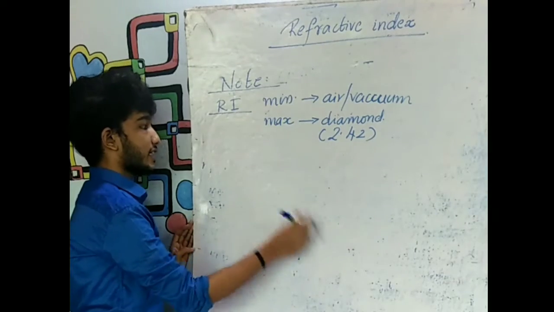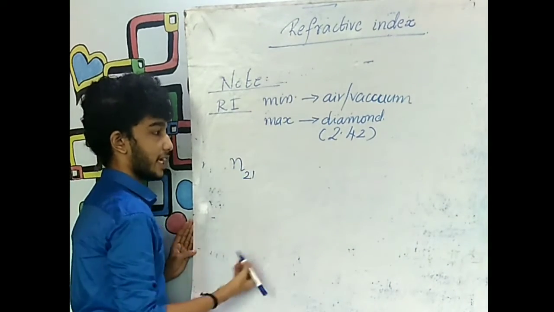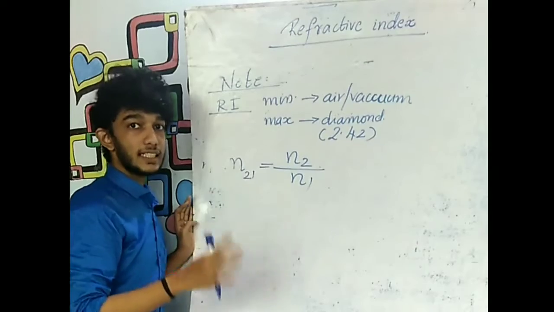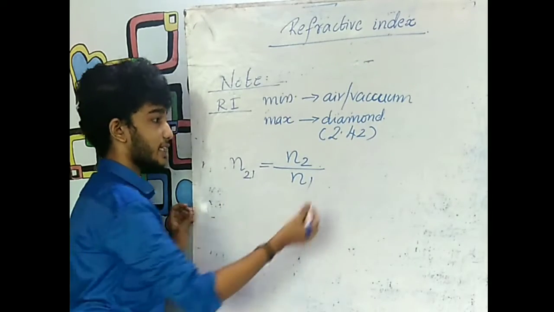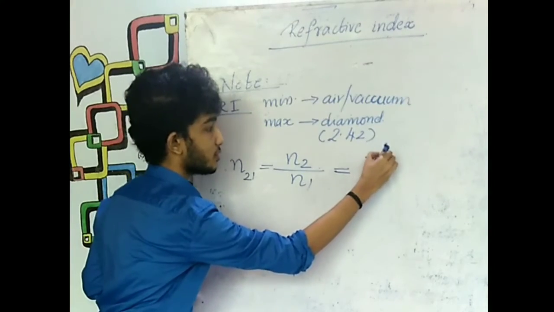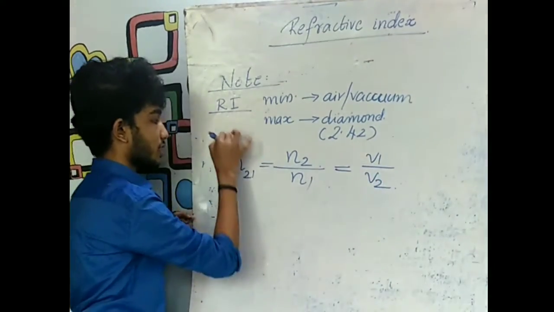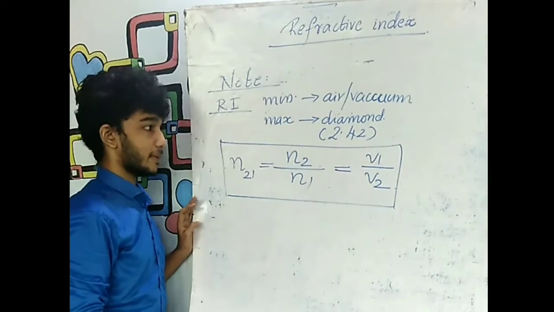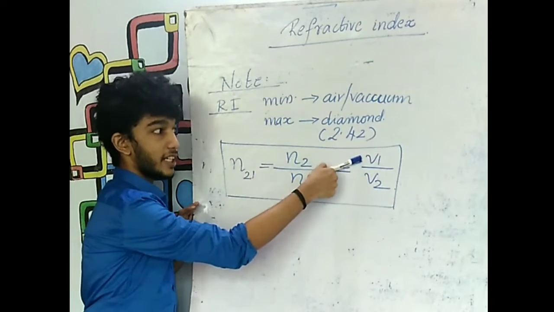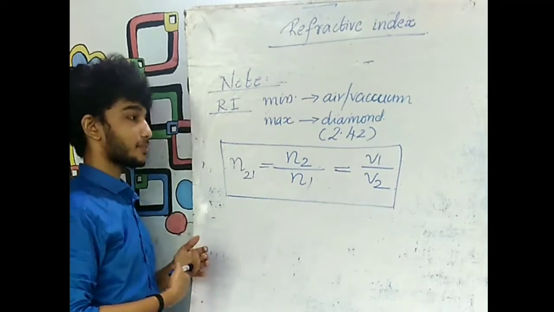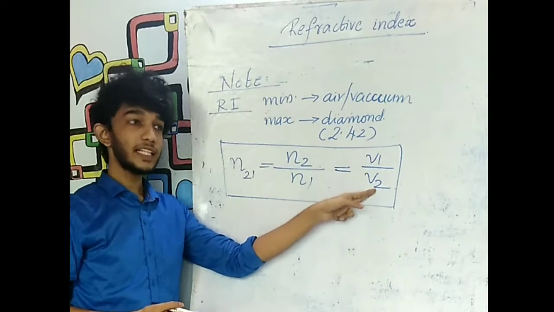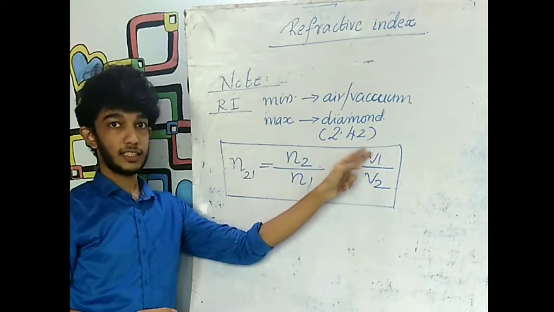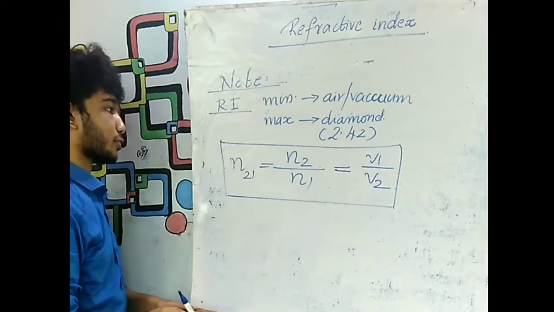Now we learned that the refractive index of medium 2 with respect to medium 1, n21, is written as n2 by n1. Since the refractive index is inversely proportional to the velocity of the light in that medium, we can also write it as n2 by n1 is equal to v1 by v2. This shows that the refractive index is inversely proportional to the velocity of the light in that medium. When n2 increases, v2 decreases. v2 means velocity of light in medium 2. And when n1 increases, v1 decreases. This is why we say they are inversely proportional.